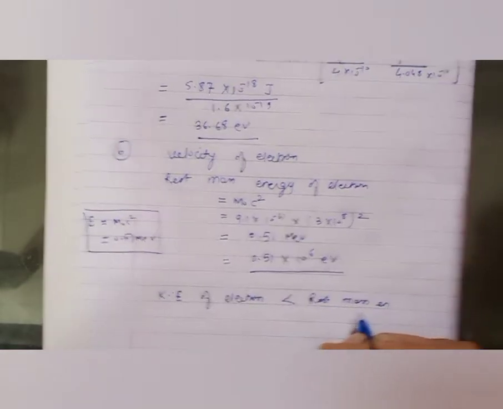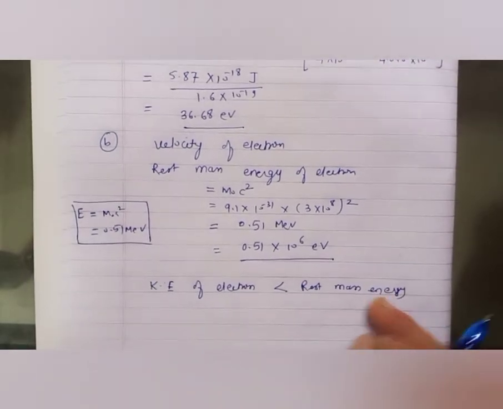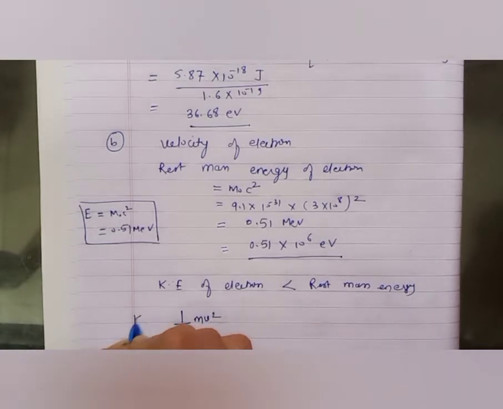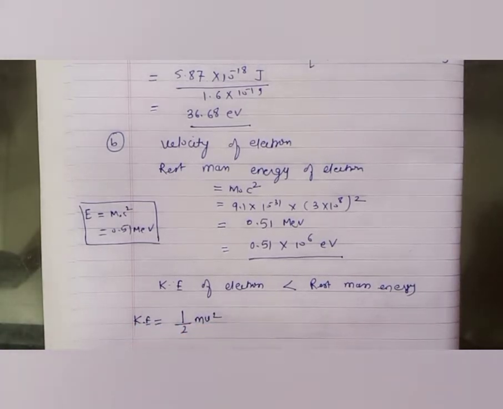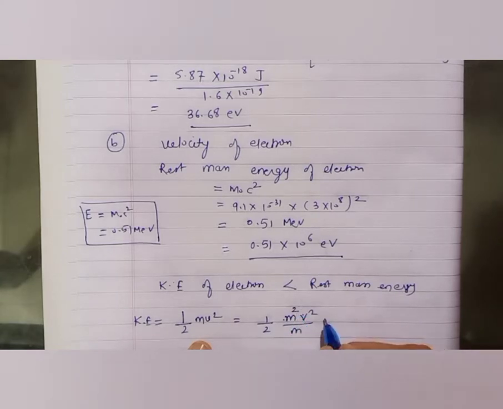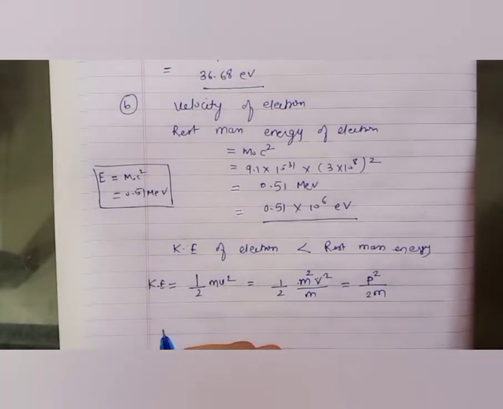So when the kinetic energy of electron is very less as compared to its rest mass energy, then in that case we have to use the normal non-relativistic formula, that is half mv square, for finding out kinetic energy. So kinetic energy equals half mv square. Multiplying and dividing by m, I get m square v square upon m. So m into v is nothing but p, so it is p square upon twice m.